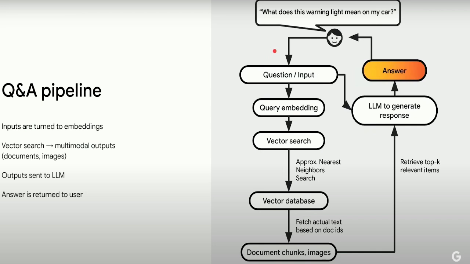This is the Q&A pipeline. Q&A pipeline is nothing but a question and answer retrieval model. Inputs are turned to embeddings and those are stored into a vector database, that is Chroma DB. Multimodal outputs can be documents or images and outputs are sent to the LLM.